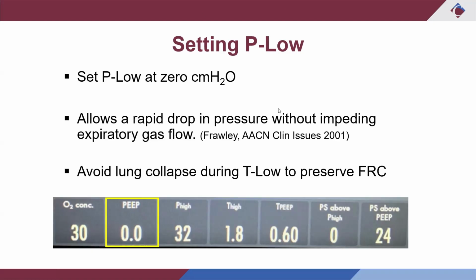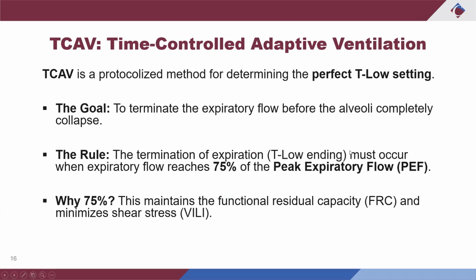So again, that wasn't just a number they came up with. That was actually what they studied, and they found that they had better CO2 clearance that way. Now, TCAV is the method they've come up with and are publishing about. This is how they're fine-tuning the time low. I'll show you some graphs in a minute of what the angle looks like for some of these different expiratory flow terminations. But again, the goal is to terminate the expiratory flow before the alveoli completely collapse.